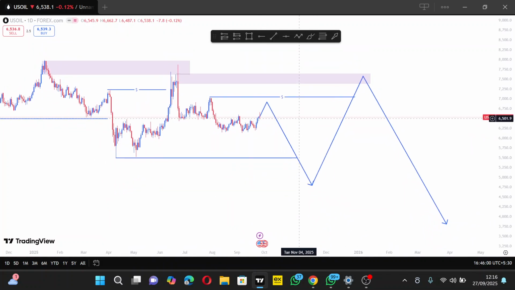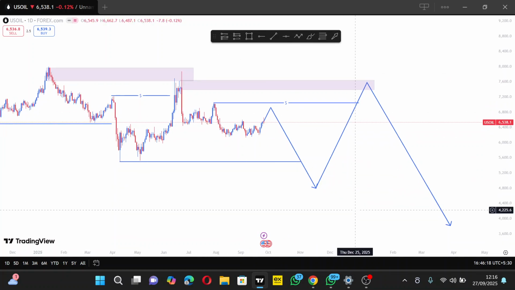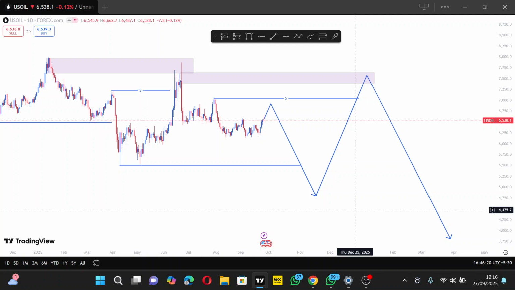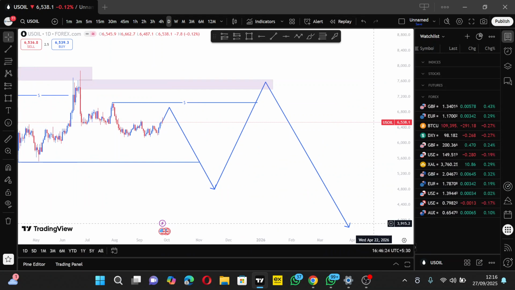So this is what I'm expecting for US oil. Those of you that are trading US oil, this is what I feel is going to happen. Price is going to mitigate this area and drop down to take out the structure. Therefore, we expect a bullish move like this and all of that. But I don't trade US oil. So let's go to another time frame. I think I'll be done now.